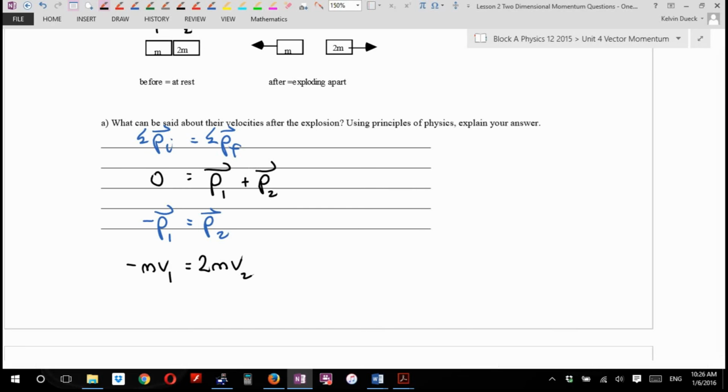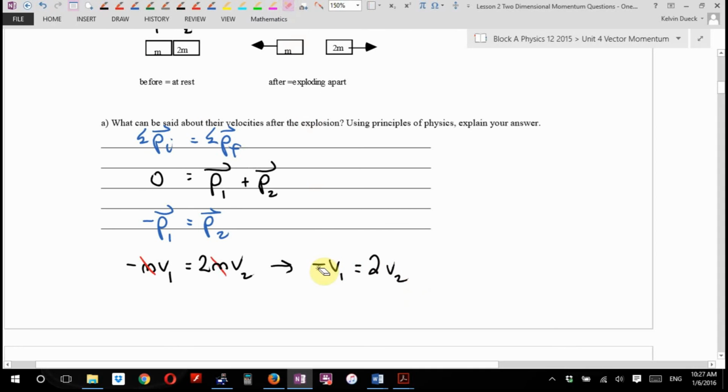Is there an m in everything on the left-hand side? There is. Is there an m in everything on the right-hand side? There is. What can we say about those m's? So, what is this saying? Oh, that's not an I, that's a 1.